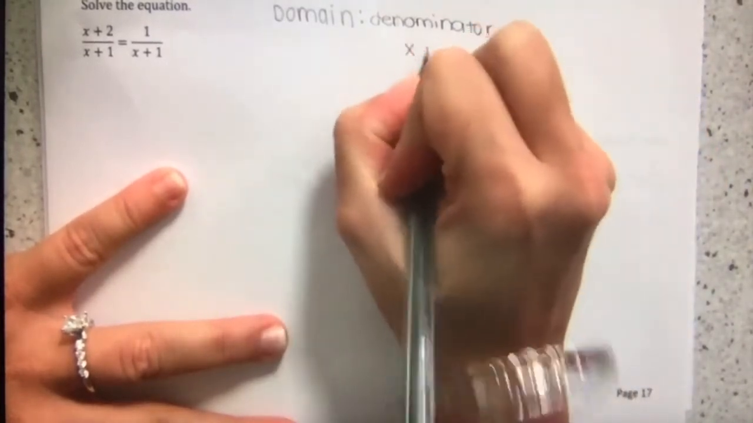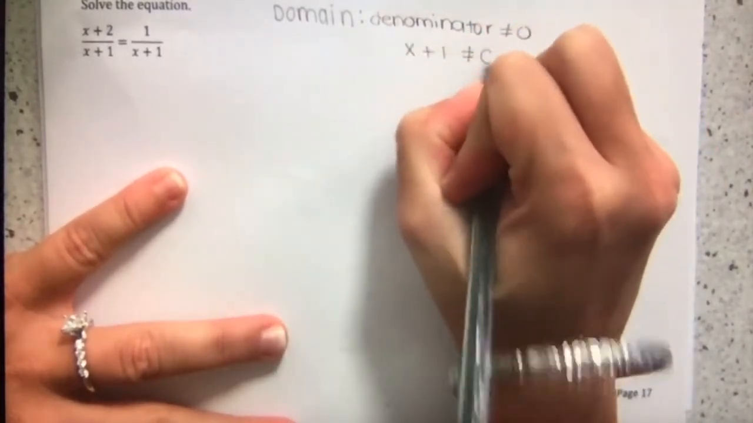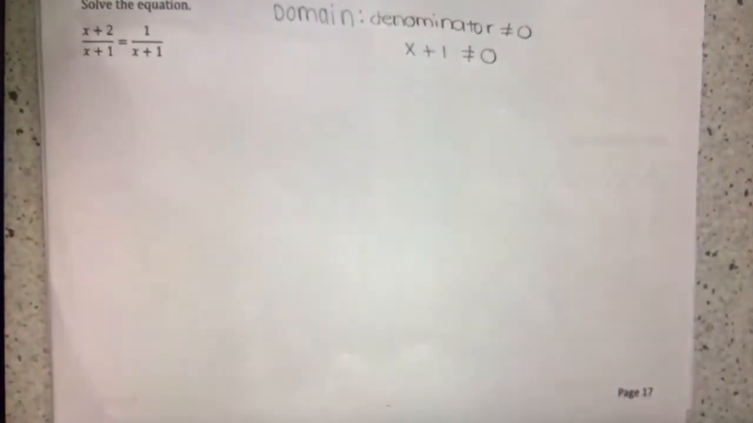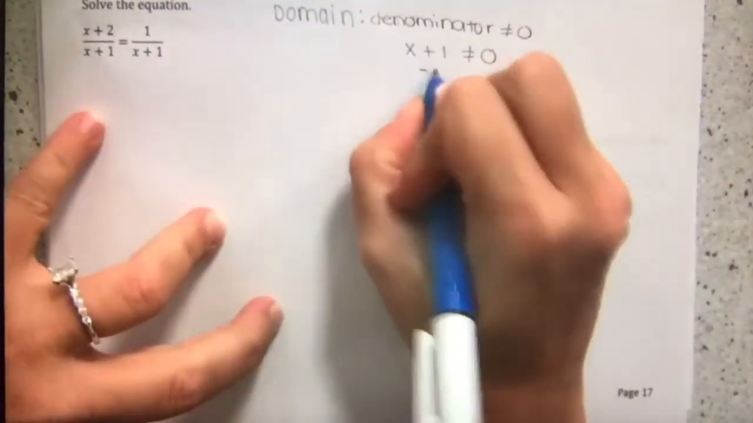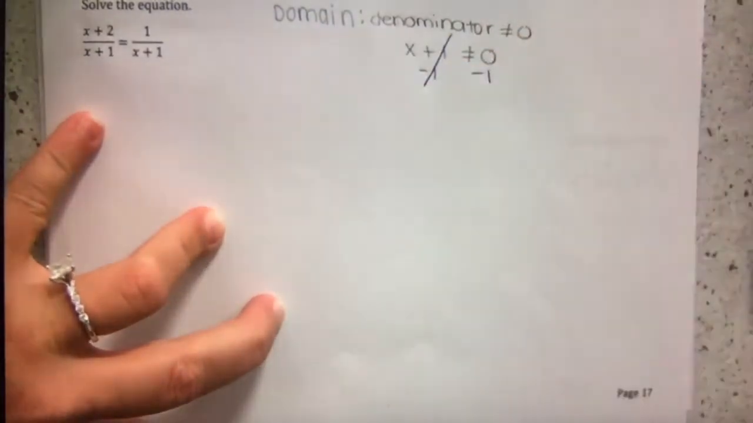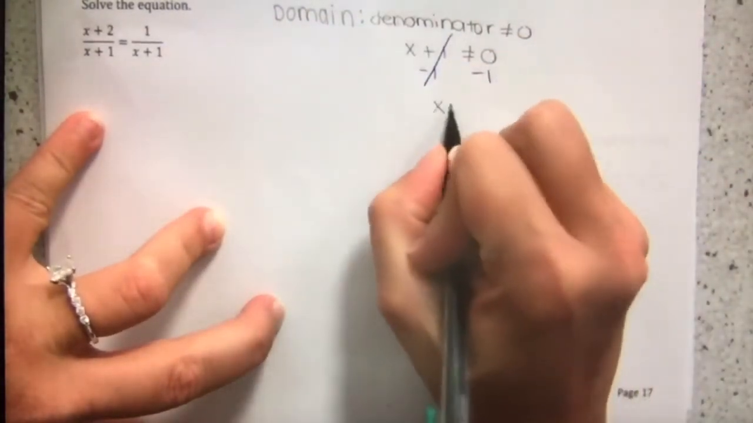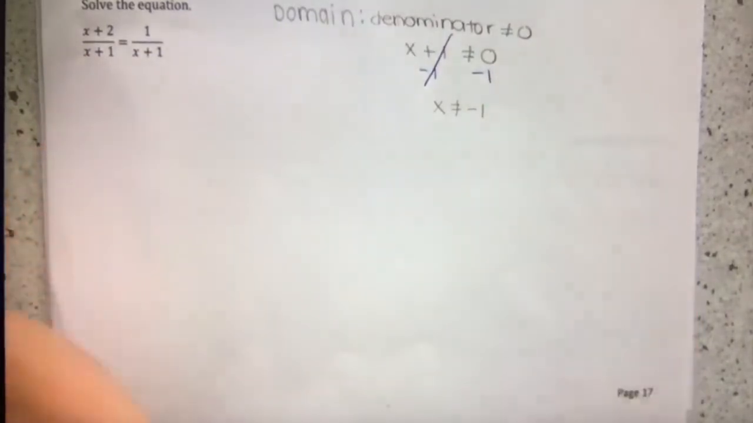So x plus 1 cannot equal 0. Solving for x, subtracting 1 from both sides, we get x cannot equal -1. We're going to leave that right there and come back to it at the very end. So we know x can be any number, it just cannot be -1. That's our first thing. Always don't forget, whenever there's a fraction, we have to find the domain first.